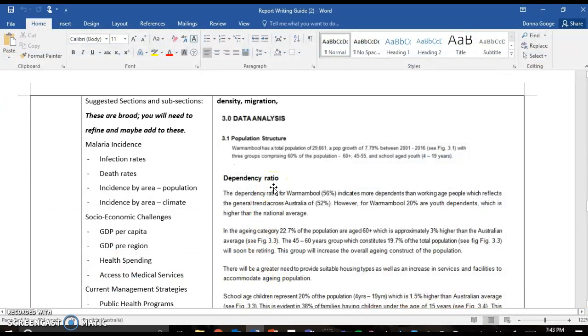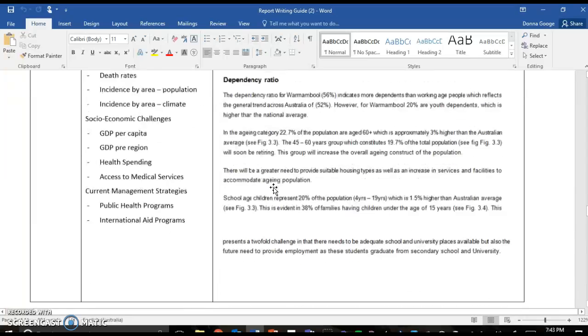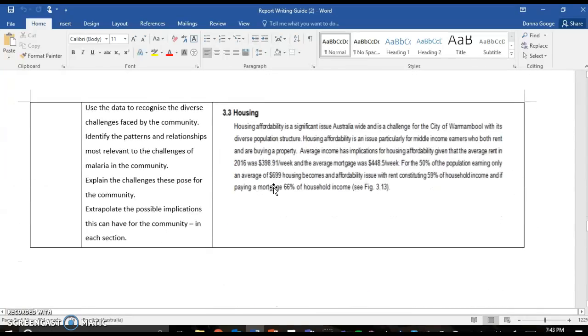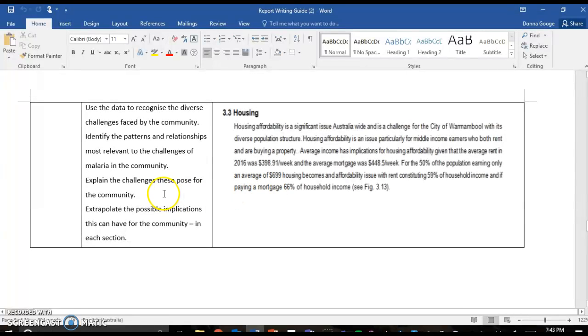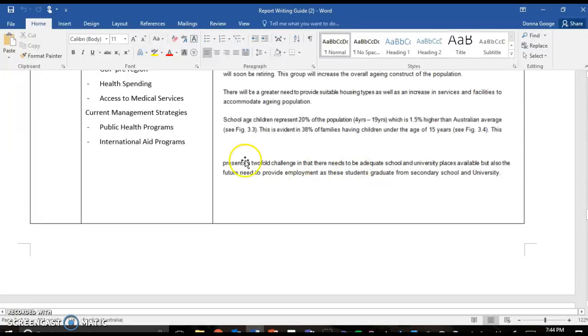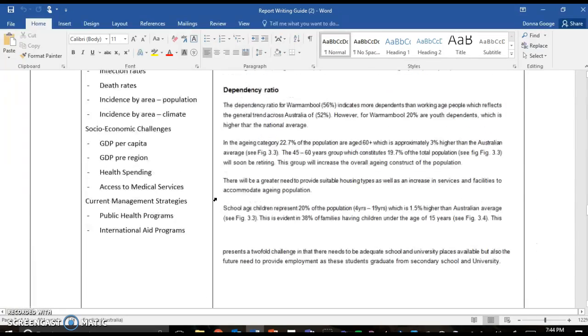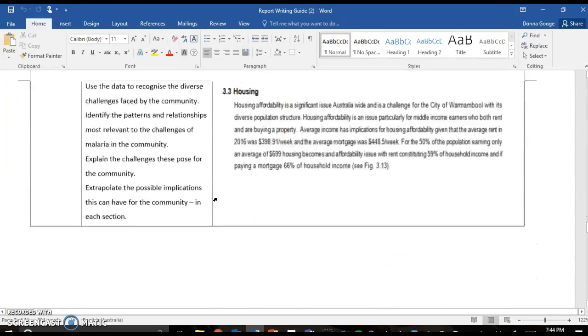Okay, final part of this video. Once you have done your data analysis, the next bit is explaining the challenges these pose for the community and extrapolating possible implications for the community in each section. That's where I was referring to previously about these final sentences. Now this is going to be the biggest part of your assignment, as I said.